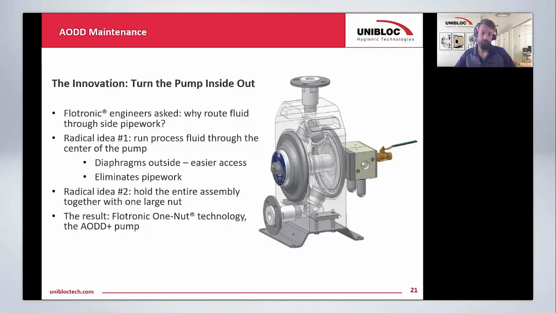And then what that allowed was, the second idea, what if you just clamp the whole entire assembly together with one nut? So now instead of having 30 bolts holding a pump together, there's one nut. You take it off and you have complete access to the diaphragms in the product chamber. And so that is how the Flowtronic one nut was born.